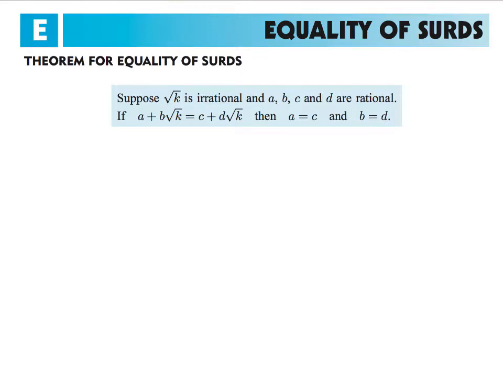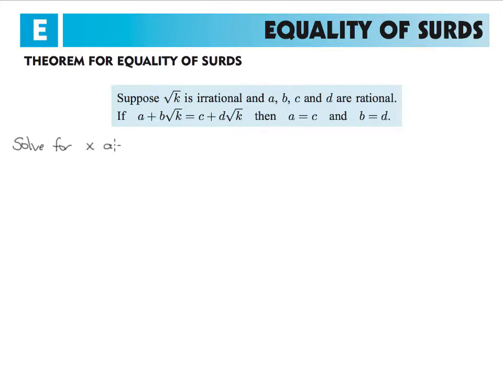In today's lesson, we're going to look at how to find the equality of surds. It's very important that you realize that everything we're going to do today requires you to have surds, not radicals. Remember the difference: it's a surd if the square root of k, the square root of the number, is irrational, like the square root of 2, and we have a non-repeating, non-terminating decimal.